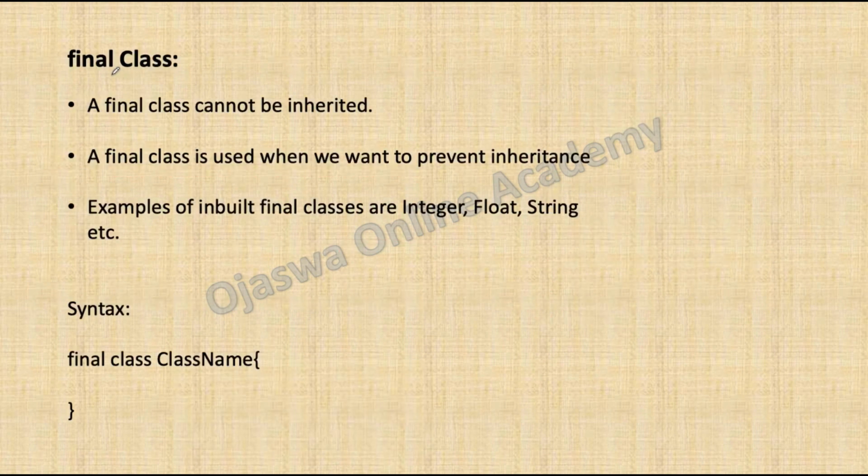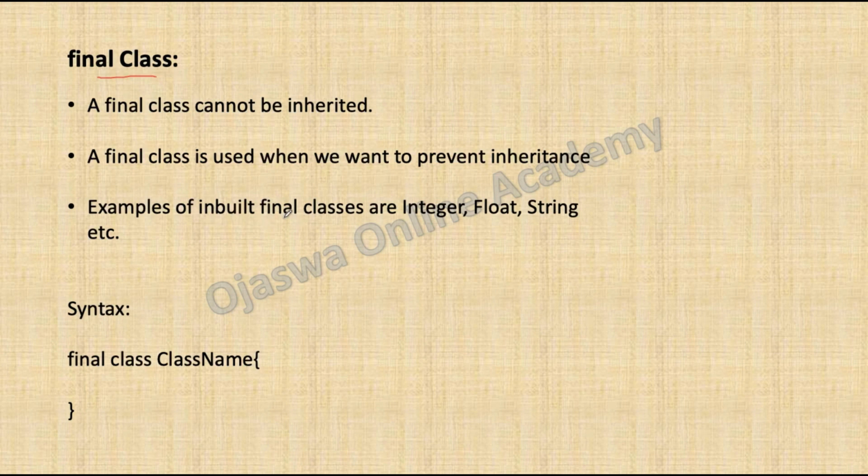Let us learn final class in detail. A final class cannot be inherited. So suppose you are a programmer and you want your class not to be inherited. You don't want your class to be used by some other programmer. In that case, you can declare your class as final. So the class cannot be subclassed. A final class is used when we want to prevent inheritance.